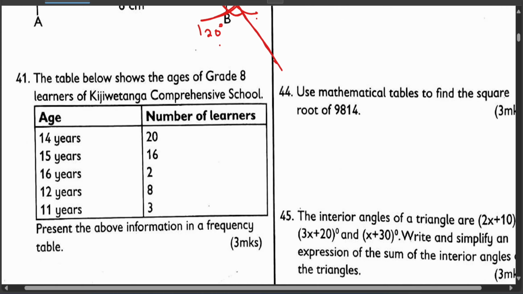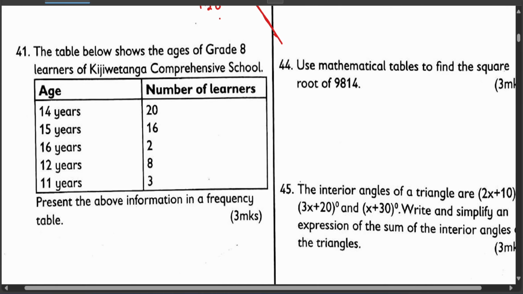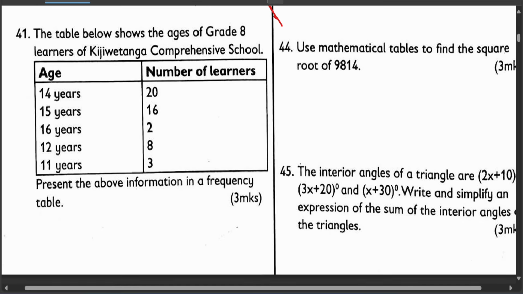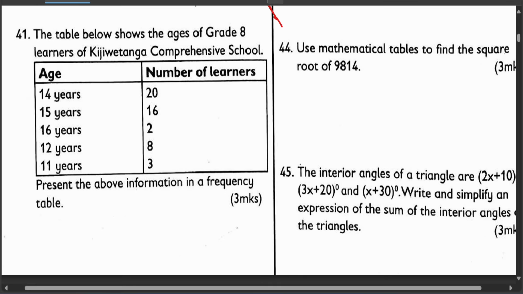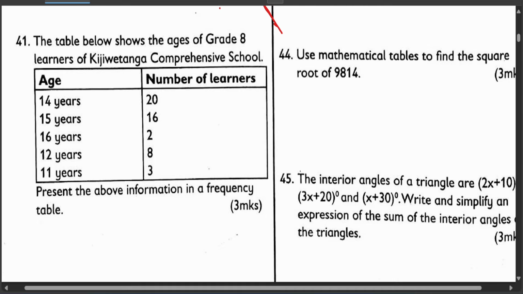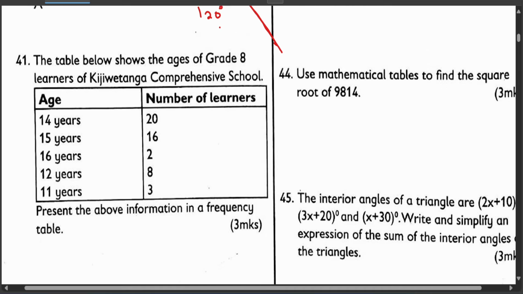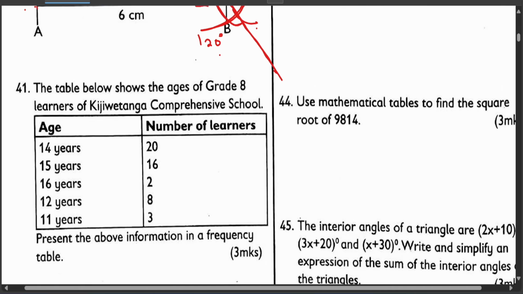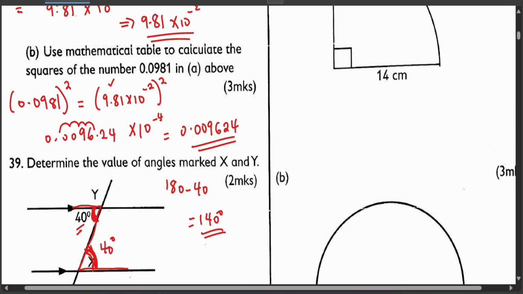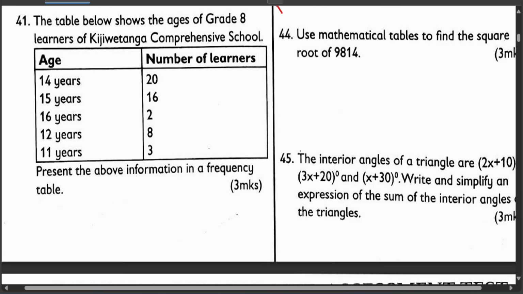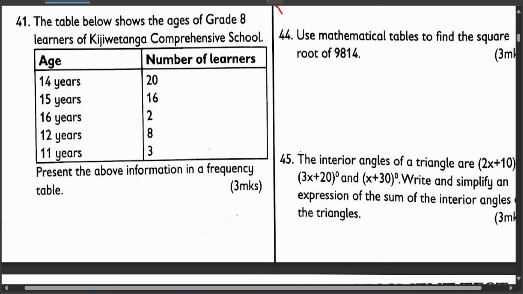For question 41, the table below shows the ages of grade 8 learners of Dishin Comprehensive School. 14 years we have 20, 15 years 16, 16 years 2, 12 years 8, 11 years 3. Present the above information in a frequency table. Now again, they didn't give us any space. This is usually sometimes a headache.